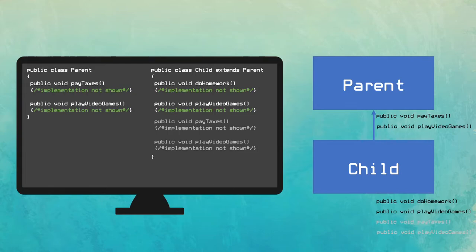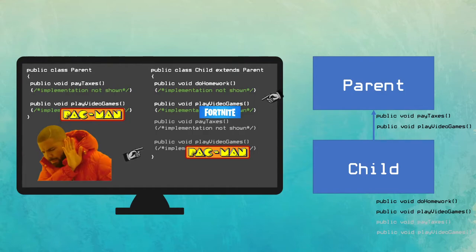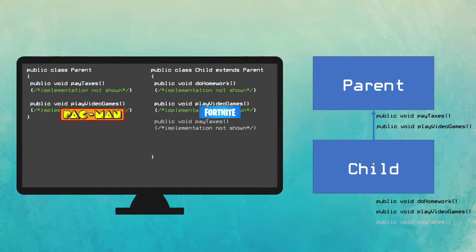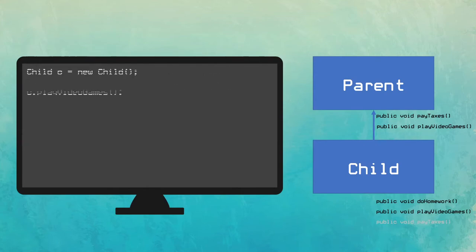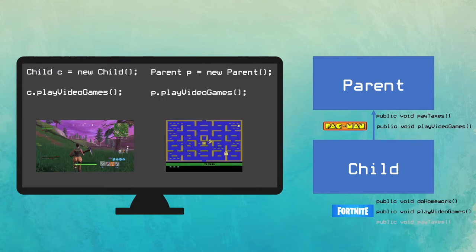The parent and child classes probably have different implementations of the play video games method. When the child plays video games, it is probably playing something like Fortnite, and when a parent plays video games, it is probably playing something like Pac-Man. If Java copies the parent play video games method to the child class, then the child will have two different play video games methods which each play a different game. That is not allowed. So Java doesn't copy methods from the parent that are also defined in the child. When a child plays video games, it plays Fortnite. And when a parent plays video games, it plays Pac-Man.